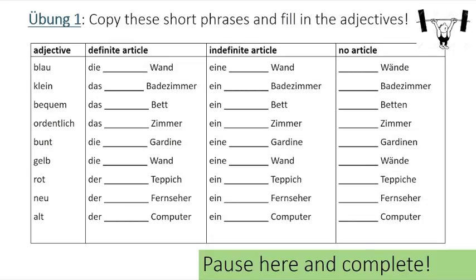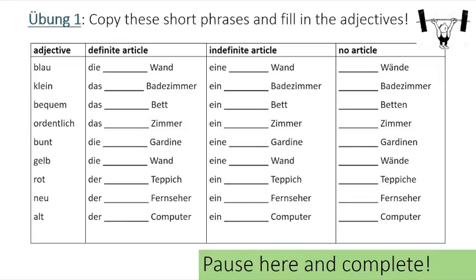And here we are. We've got two exercises for you today. First of all, please could you copy these and fill in the adjectives with the correct ending. So you can see the adjective in the left-hand column, and we have it in the three different situations that we talked about. We have blau being blue and Wand being wall. So we have the blue wall, a blue wall, and just blue walls. And you can see that we would like you to do all three of those.